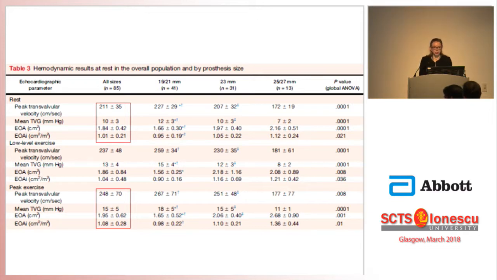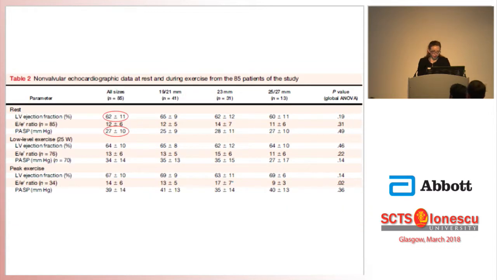These are the hemodynamic results at rest and at exercise in the overall population and according to the prosthesis size. So what is important is that at rest, all the patients had a transvalvular gradient less than 20 millimeters of mercury, and more than half of them had less than 10 millimeters of mercury. And at exercise, only 15 patients had a transvalvular gradient greater than 20 millimeters of mercury.